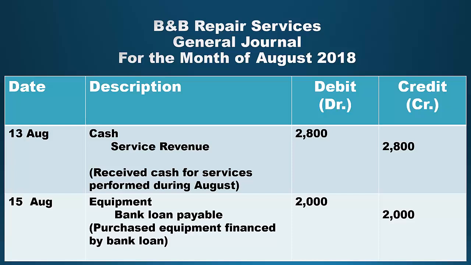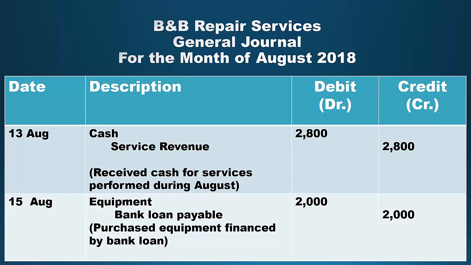Step 3. How do we record it? To record this, we debit cash for $2,800 to reflect the increase in money received. Credit service revenue for $2,800 to record the income earned. The narrative for this entry is received cash for services performed during August.